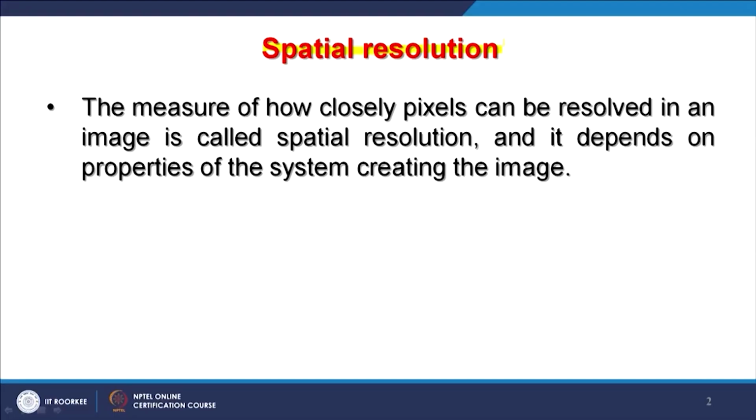In the case of satellite images, we say it is a measure of how closely pixels can be resolved. If we can resolve those pixels in an image, that becomes the resolution of the image. And of course, it will depend on the properties of the system which is creating the image. Basically, it is the precision of the sensor which is generating it.